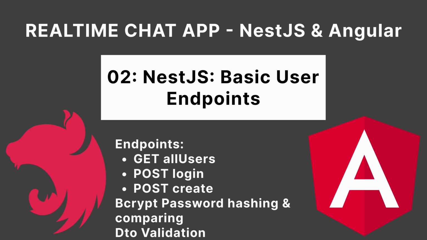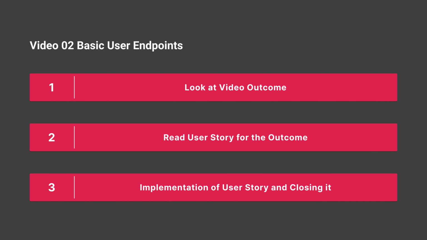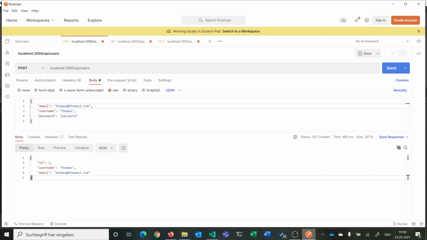So our structure is as always. First we have a look at the video outcome, then we read the user story for this outcome, and then we implement the user story and close it. So let's have a quick overview of what we are doing here in this video.